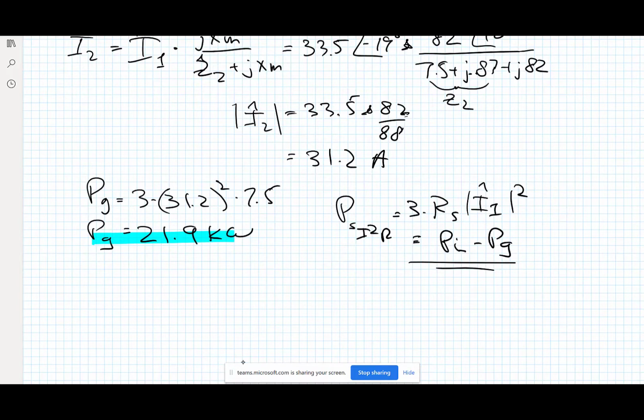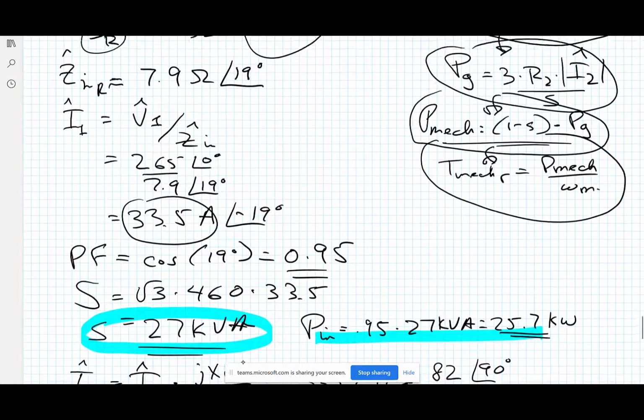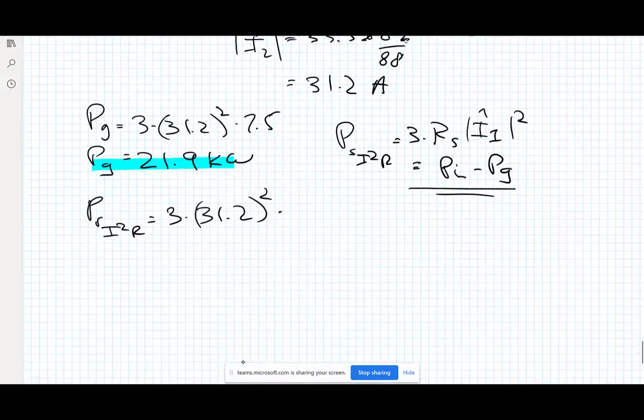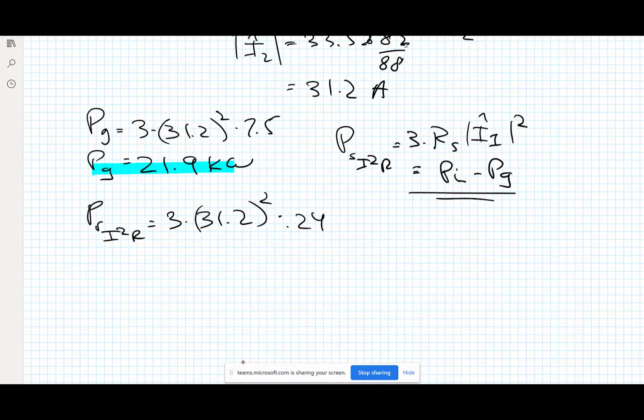Now, the rotor I squared R loss, little r here, is going to be 3 times 31.2 squared times the rotor resistance, which was 0.24. Oh, yeah, remember I said I don't even have to do this. This is too much work. I just wasted time. Okay, and I want to get my exam done.